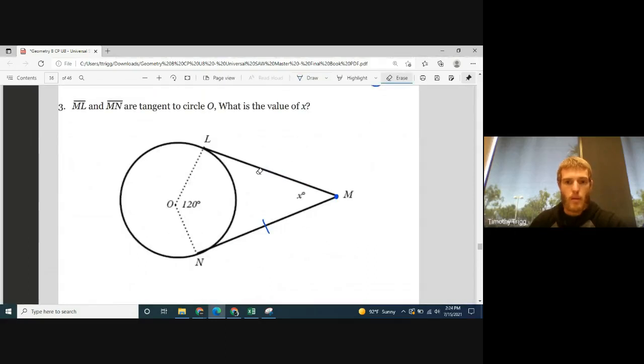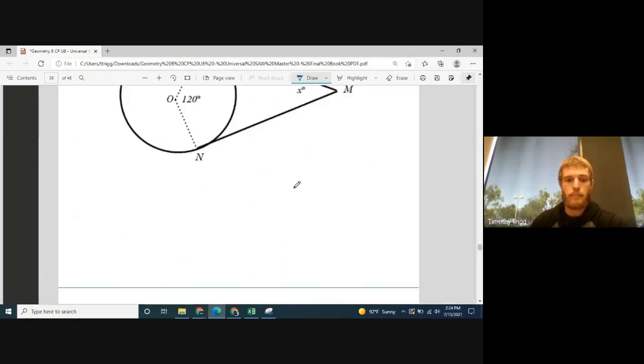Okay. That being said, let's go ahead and start some of these problems. It says ML and MN are tangent to circle O. What is the value of X? The way you can find it is just to know that these two angles are supplementary to each other. So if you know this angle, then we can find this angle because they should add up to 180. So that's going to make X 60 degrees. They're supplementary to each other, meaning they add up to 180. Okay.